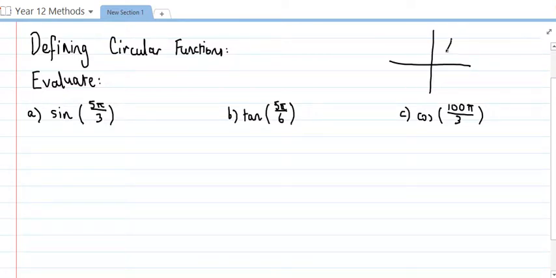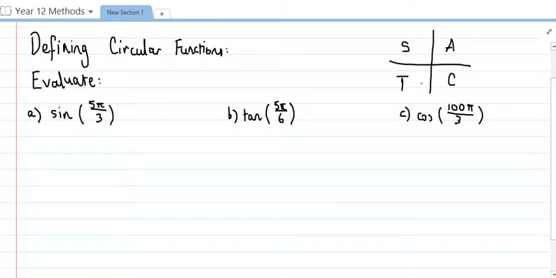In quadrant 1 all of sine, cos and tan are positive. In the second quadrant only sine is positive. Now remember that this is because sine is the y value. We can see here that the y value is above the x-axis, which makes it positive. In quadrant 3 only tan is positive. That's because we trace back across the circle until we hit that tangent line. And in quadrant 4 only cos is positive. So cos being the x value, we can see the x value is positive out there.